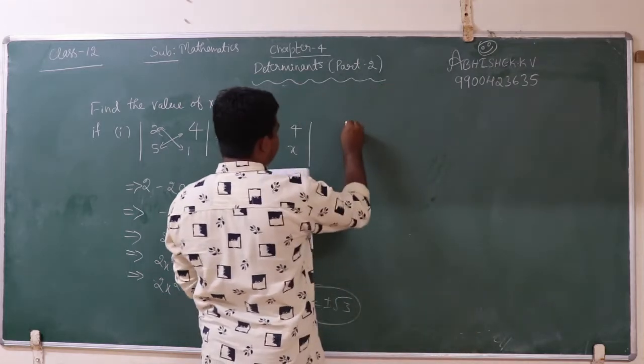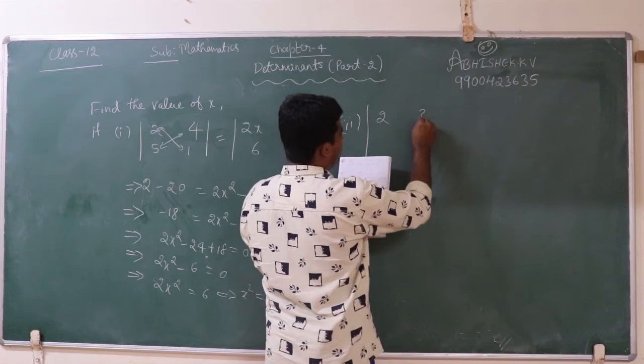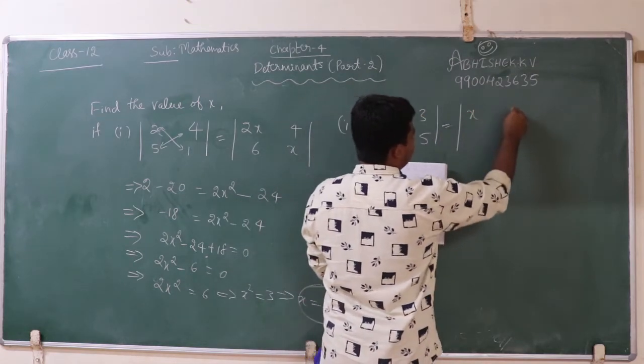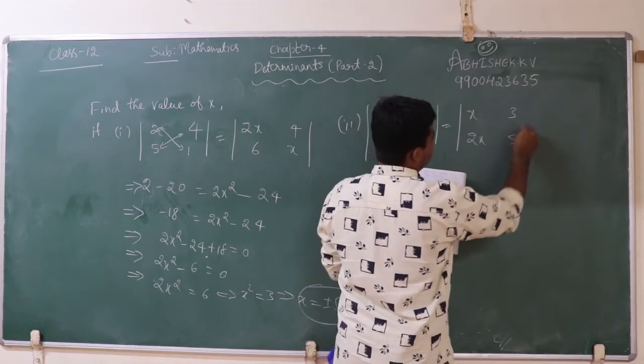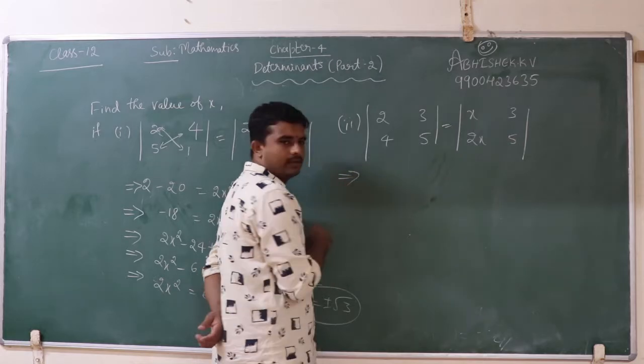Find the value of x. This is the second problem. Find the value of x for the determinant 2, 3, 4, 5 equal to determinant x, 3, 2x, 5.